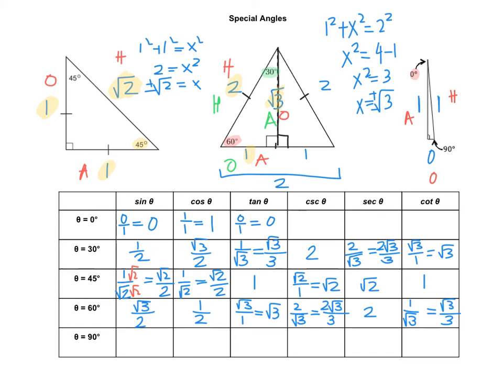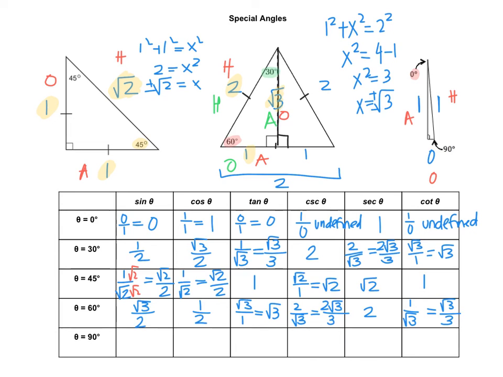Now, for my reciprocals, I have to be careful. When I take the inverse, or the reciprocal of 0 over 1, I get 1 over 0 for cosecant. You can't divide by 0. So cosecant of 0 is undefined. For secant, the reciprocal of 1 is 1. And for cotangent, again, I'm taking the reciprocal of 0 over 1. So cotangent of 0 is undefined as well.